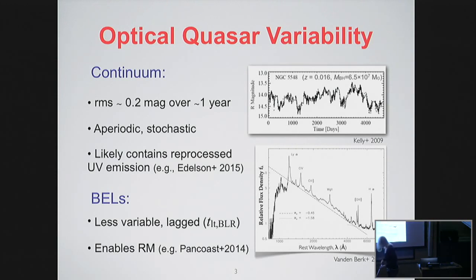Here at the bottom is shown a composite quasar spectrum from the Sloan survey. You can see the power law continuum, which is variable, and the broad emission lines, which are also variable. The broad emission lines are typically less variable and lagged with respect to the continuum variations, lagged on the light crossing timescale from the accretion disk to the broad line region. And this enables reverberation mapping.